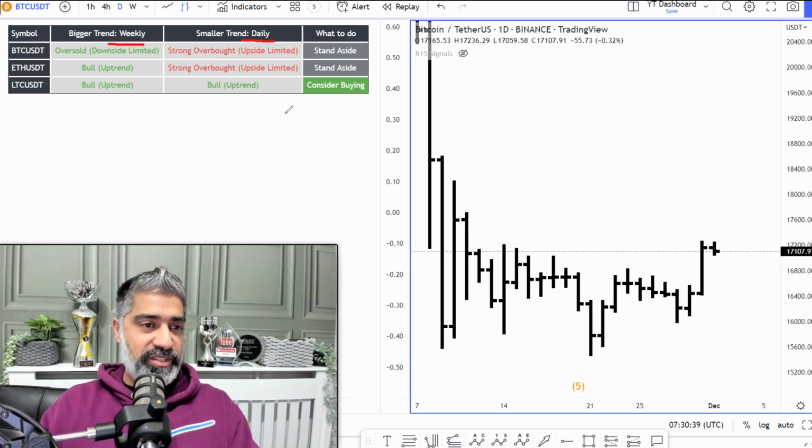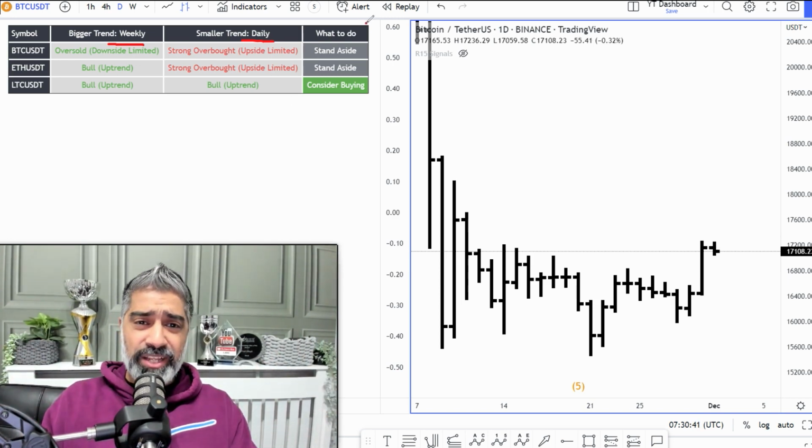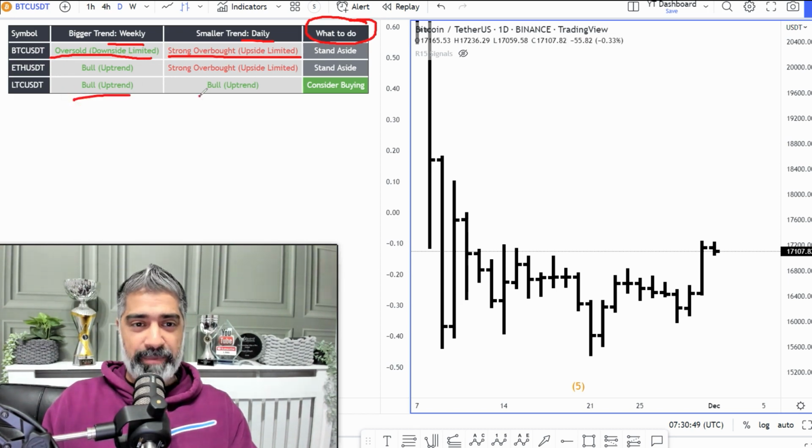The way we've built this dashboard is to tell us what we should consider doing when the trends are not pointing in the same direction and when they are pointing in the same direction. So you can see here it says stand aside for Ethereum and Bitcoin, whereas for Litecoin, it actually says consider buying.